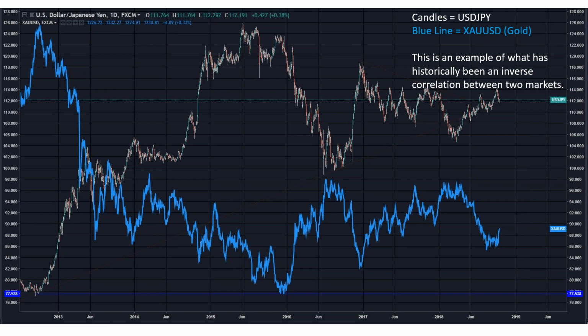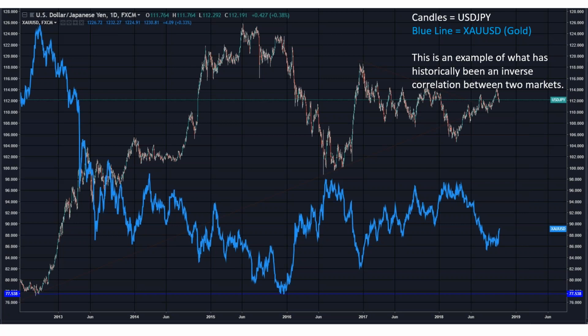You can always, just for your charting purposes, flip it so that, in this case, a good example is yen dollar, then it would show as a positive correlation. So this is, again, historically an example of an inverse correlation between two markets. And this is one of the more traditional, well-regarded correlations that we have in markets.